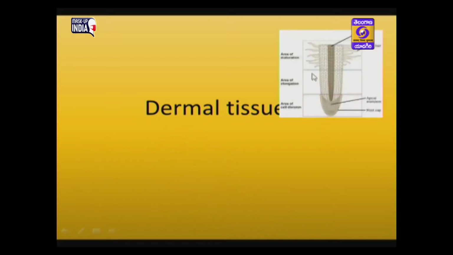Dermal tissue in roots has some specialized cells called root hairs. These root hairs help in absorption of water.